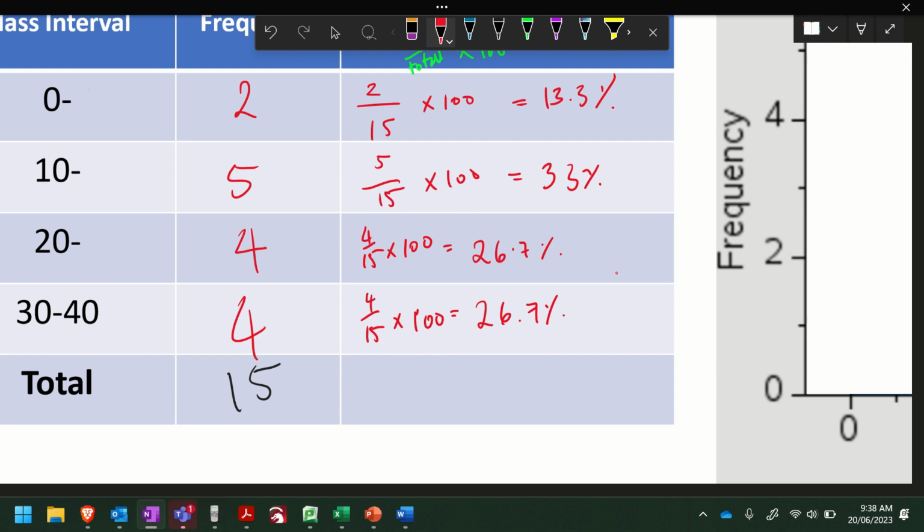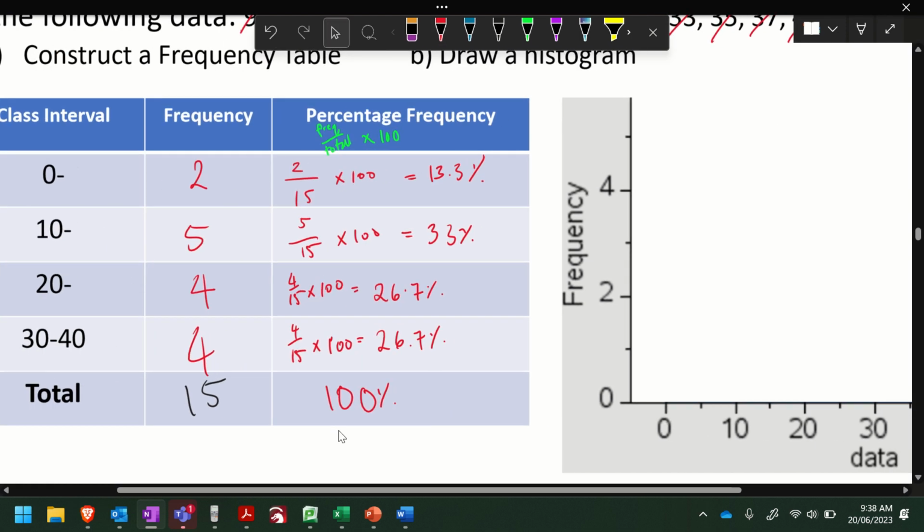The question doesn't ask us to round, but we can this time round. And if you add it all up, it should equal 100%. You can just write straight up 100%. You don't have to go 99.98 again because of your rounding. It doesn't really matter too much.